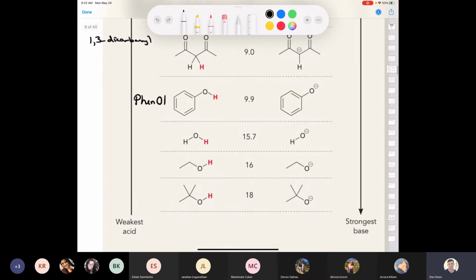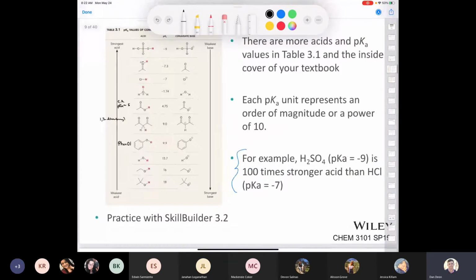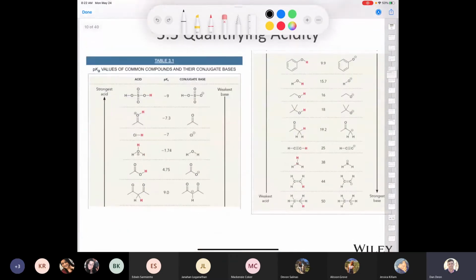Anyhow, we have its conjugate base. Then you have a bunch of alcohols, right? You've got water, ethanol, and you've got tert-butanol. And you notice that all of their pKa's are close, right? But they're not the exact same, are they? You can see that water is a stronger acid than ethanol. Not by much, but by a little bit. And you see that ethanol is 100 times stronger an acid than tert-butanol. So that's kind of interesting. Anyhow, let's keep moving on from there, and let's continue on with that table.